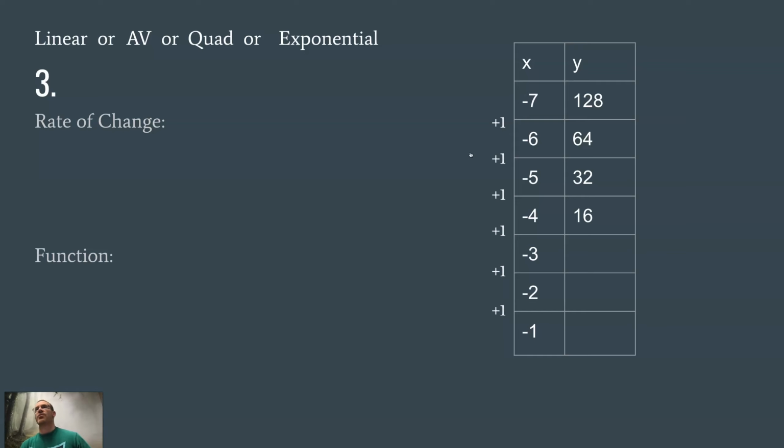So now let's jump over to the right side and let's look at those change in y's and see what's happening here. So when I go from 128 to 64, I go down 64. All right. When I go from 64 to 32, I go down 32.